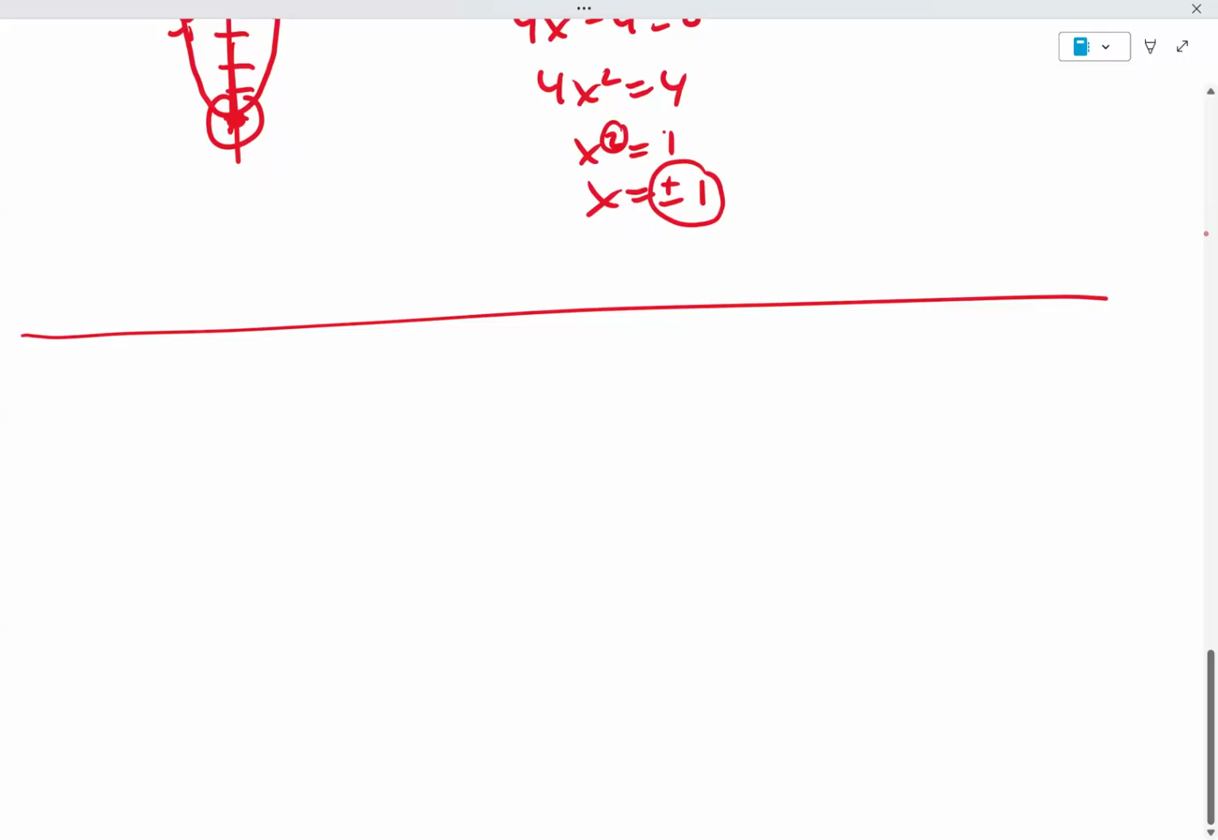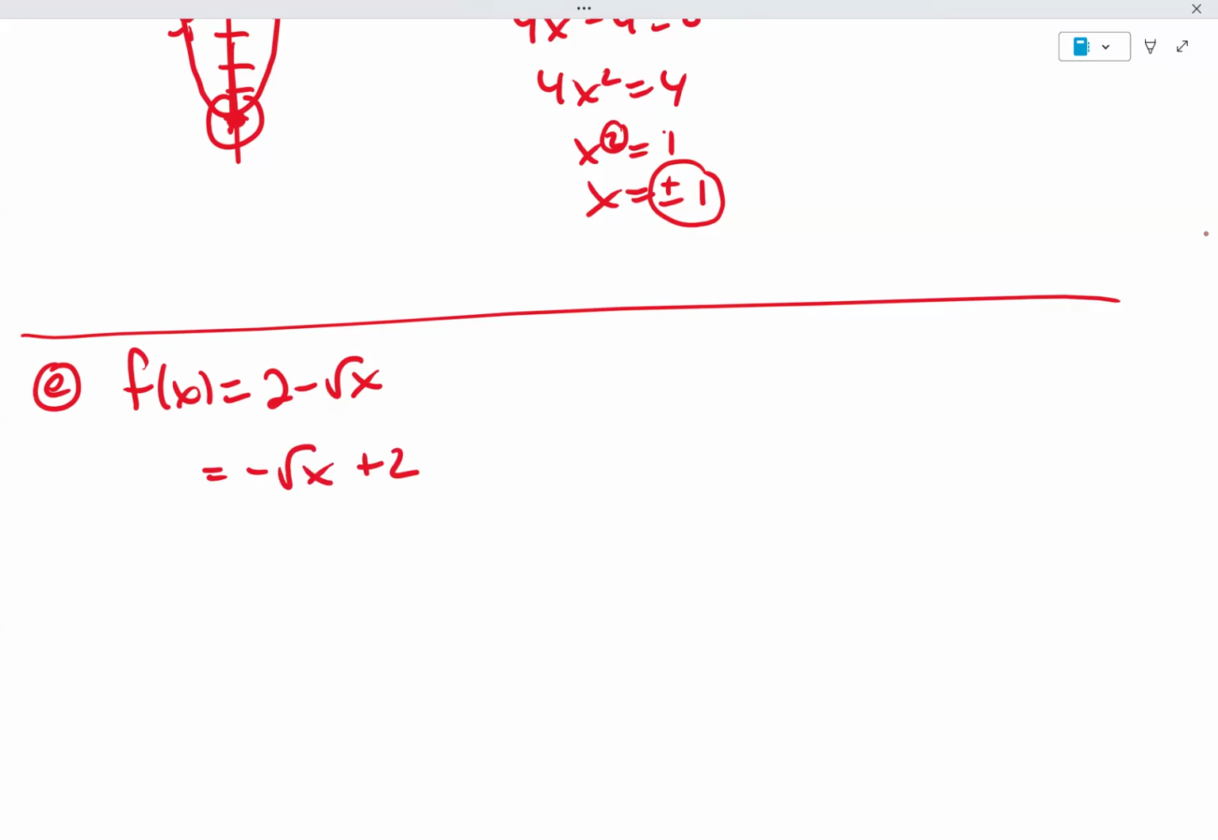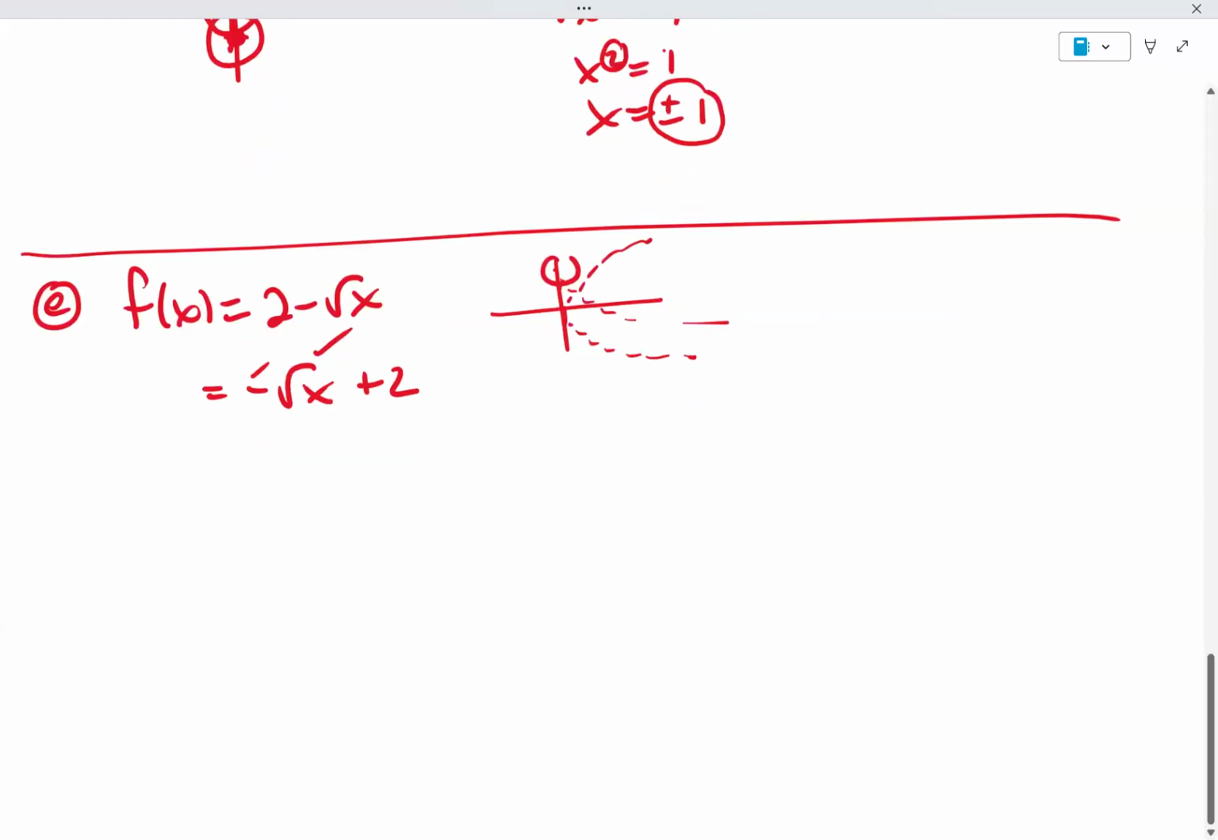And in E, as a basic function, f of x equals 2 minus root of x, and we should rewrite that as negative root of x plus 2. So the leading coefficient is negative and is in front. If I think about my parent functions again, this is my square root function, check mark. The negative in front will reflect it, check mark, and I'm going to raise everything up too. So it's going to look like this, that final looking graph.